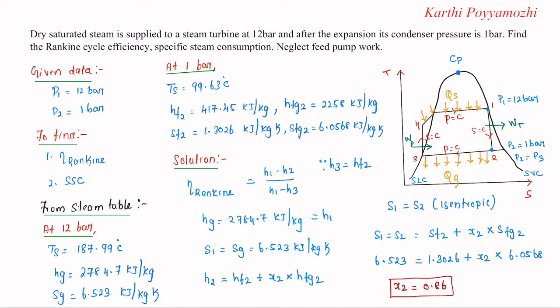The only difference is at state point 2, the steam is in a vapor state, and at state point 3, the steam is in a liquid state. That is, there will be a phase change. Therefore, the steam is being converted into water. Okay. Therefore, the value of H3 can be taken from the value of HF2. Therefore, both the values will be equal. That is H3 is equal to HF2.